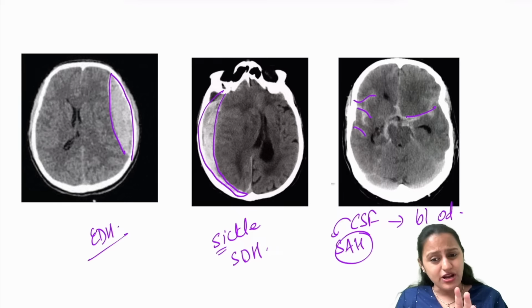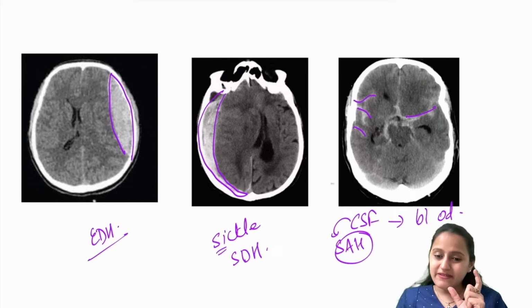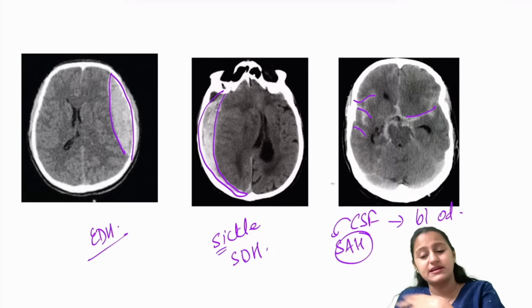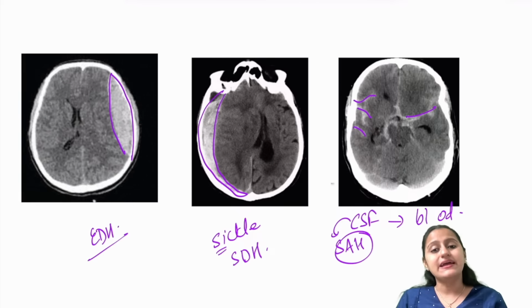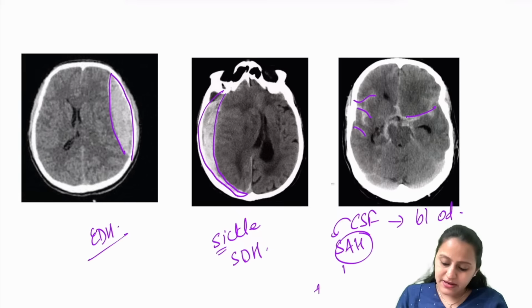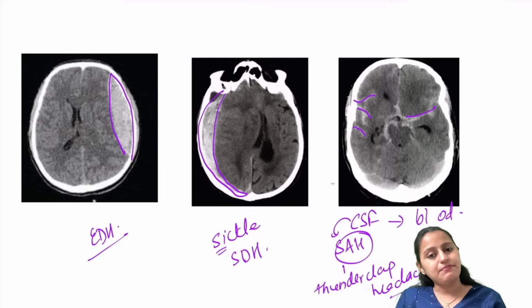No, hypodense does not mean chronic. Even acute infarct will be hypodense. Chronic infarct will be even more hypodense, like CSF. This is subarachnoid hemorrhage. Subarachnoid hemorrhage presents with thunderclap headache, a very severe headache, thunderclap headache. Right? Clear with everyone?